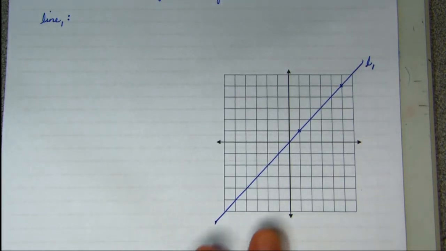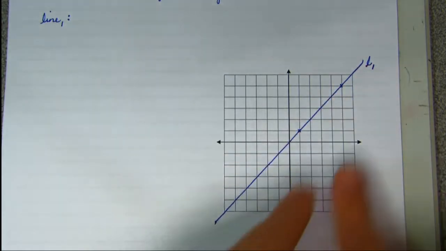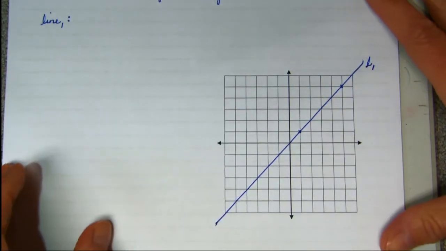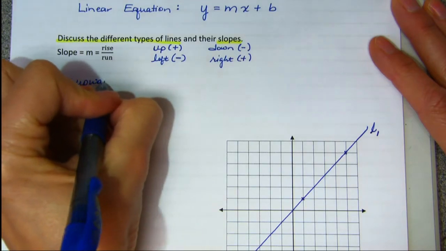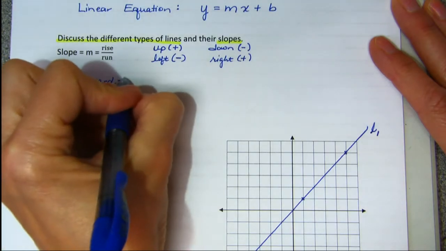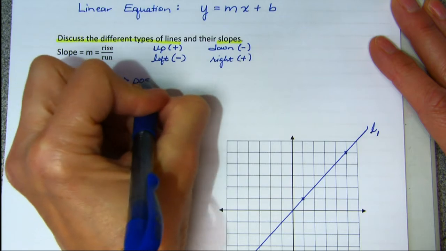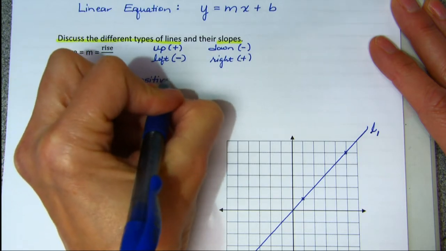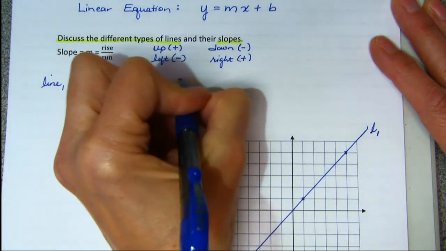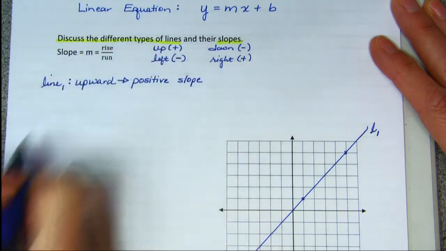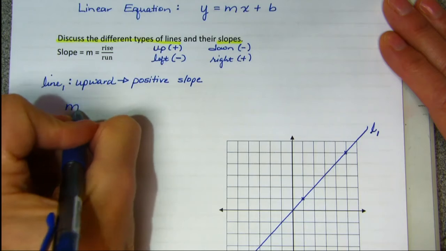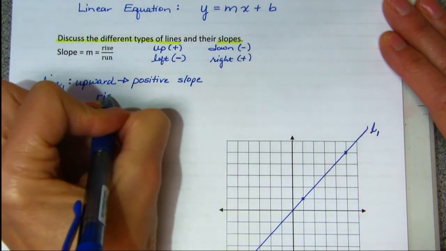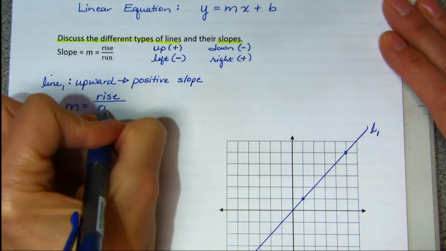Okay, here's how I remember that. All right, upward. If I were to die and go upward, that means I would go to heaven. That is a positive thing. So since this line goes upward, that tells me that I have a positive slope. Now, we're going to find the slope by doing rise over run.